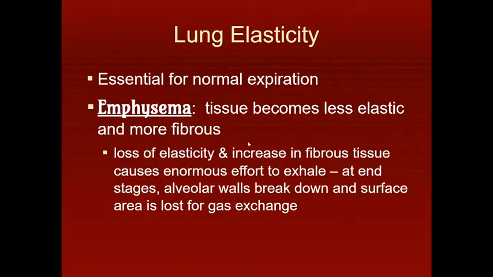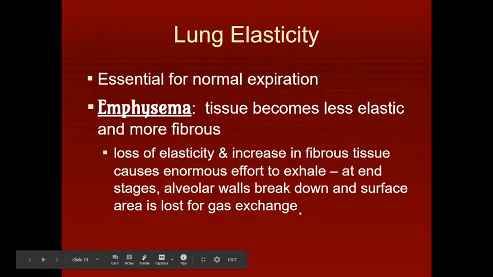Okay. So emphysema, we've heard of that. The tissue becomes less elastic and more fibrous, right? So again, here we're talking about fibrosis again. Emphysema is where we get air in the lung, but we're having difficulty getting it out, right? So loss of elasticity and increases in fiber tissue cause enormous effort to exhale, right? At the end stages, alveolar walls break down and surface area is lost for gas exchange, right?